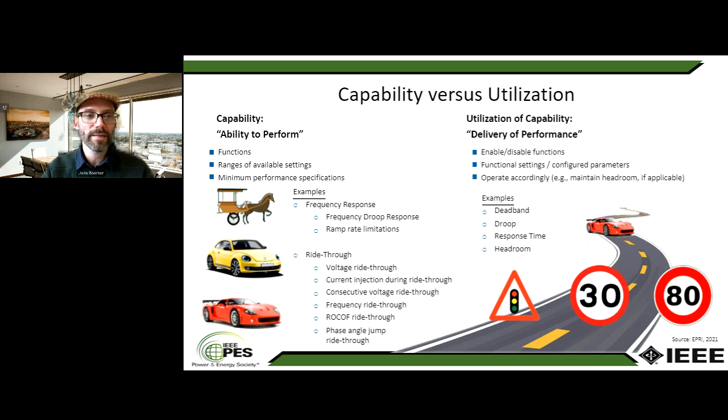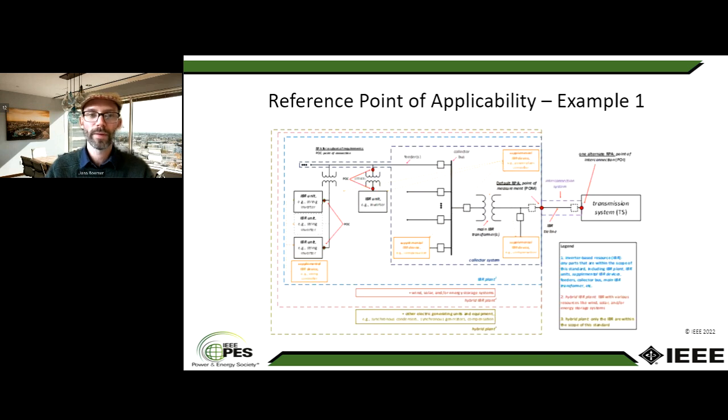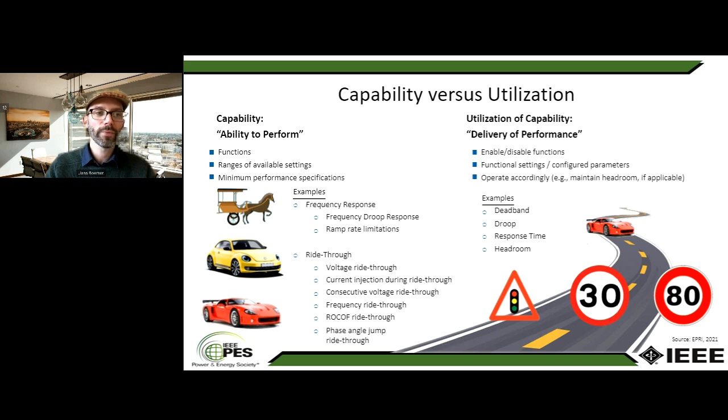So capabilities can include frequency response and ride-through, whereas utilization is determined by the chosen parameter configurations for the deadbands, the droop, the response times, or even the decision to operate a plant with headroom. And one more comment on this: 2800 is all about capability and is not specifying mandatory utilization of any of that capability.